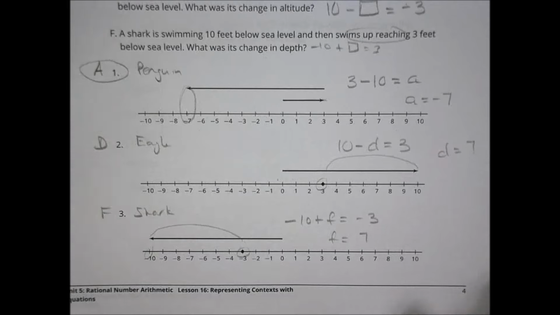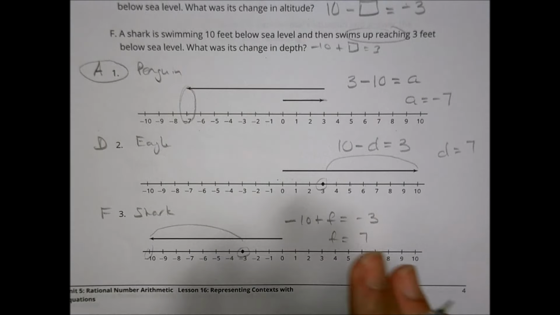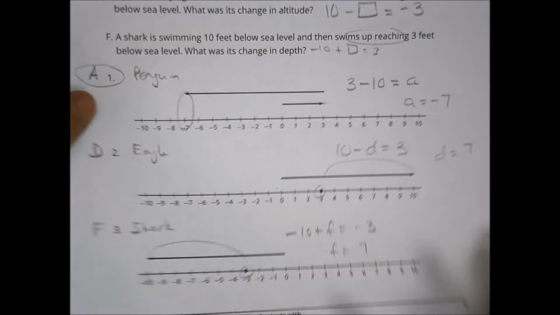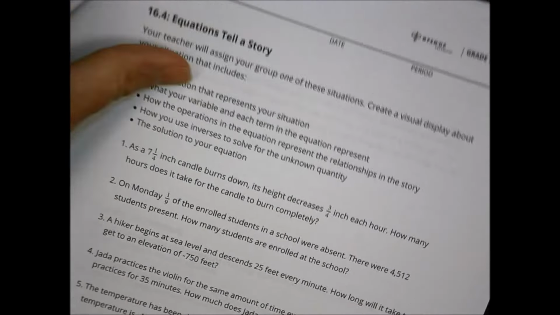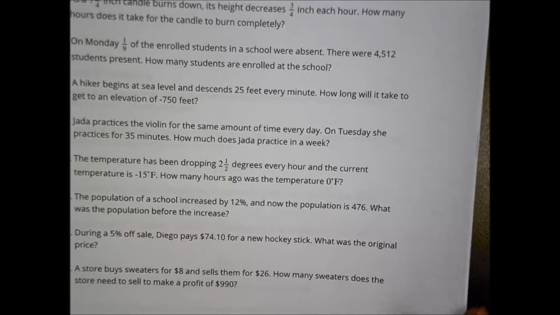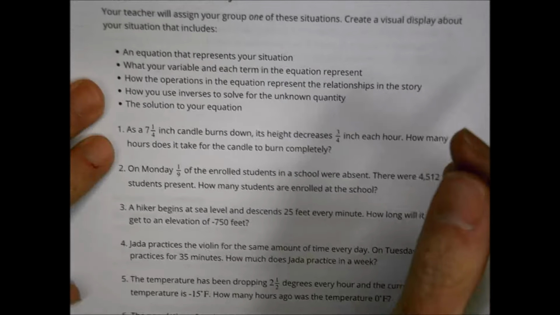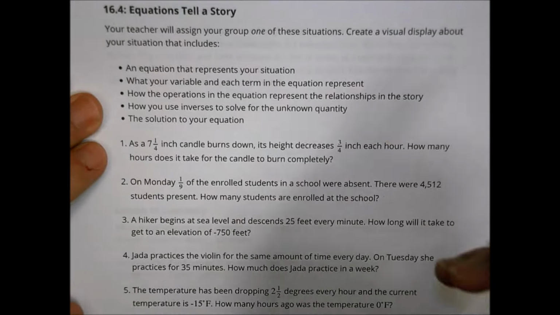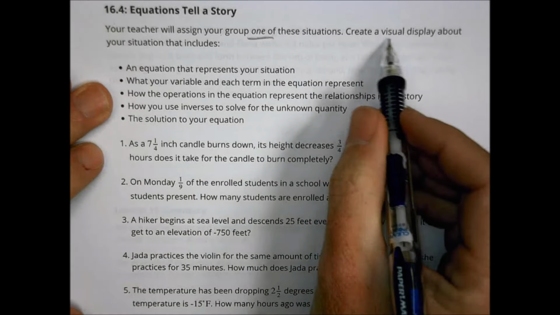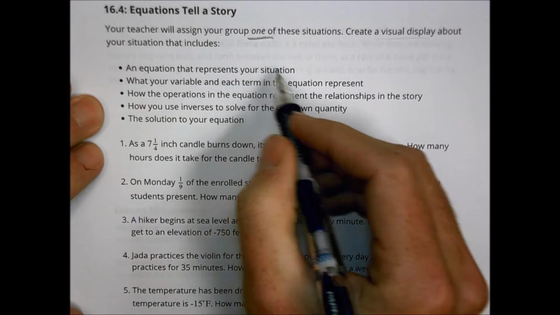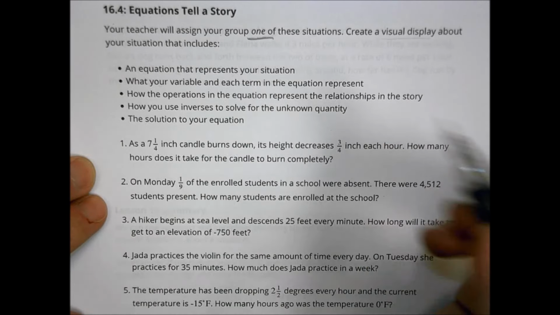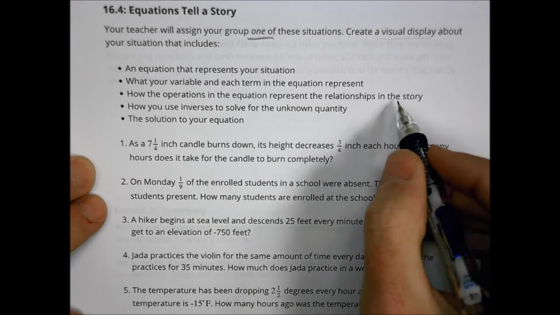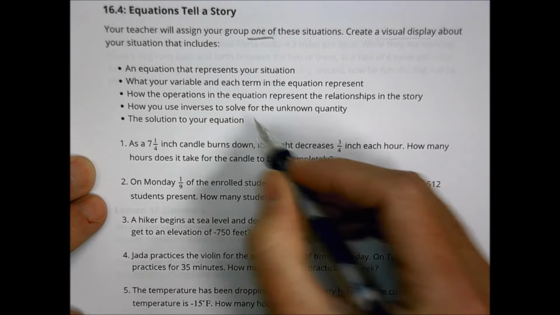I had to skip around quite a bit. It's hard to do with the paper moving all over the place, but that's just the way that works. Let's take a look at the next section before my bell rings. In this situation, you are going to be assigned one of the situations by your teacher, and you're going to create a visual display about your situation and write an equation for that. So write an equation, figure out the variable, how you represent positive and negative in the story, and how you solve for that.